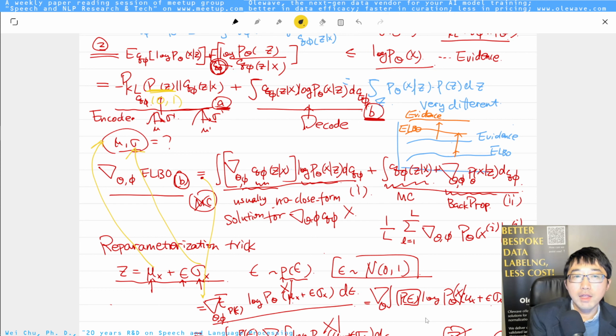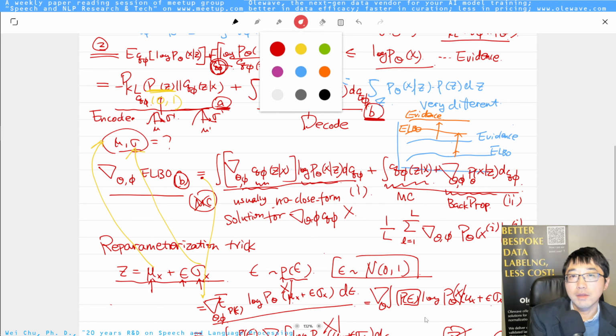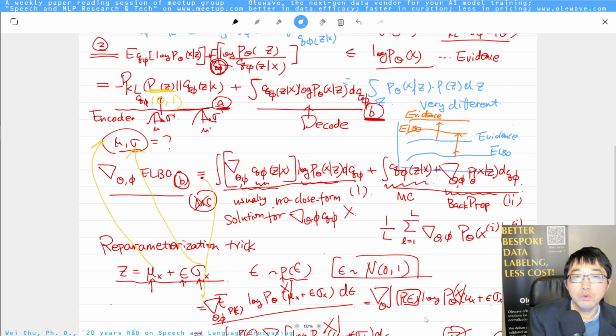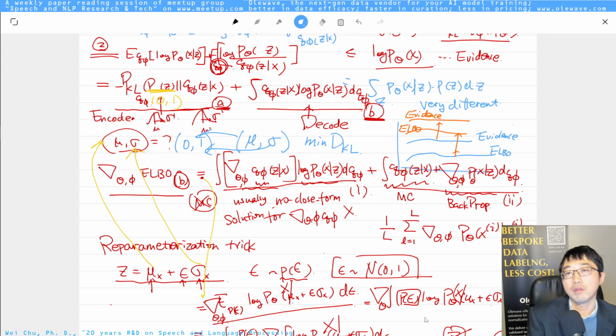0 and 1, right? Let me write with another pen. The standard Z, what it should be is 0 and 1. Then you have your own mu and the sigma. Then you want this to be as close to this as possible by minimizing the KL divergence. That makes sense?